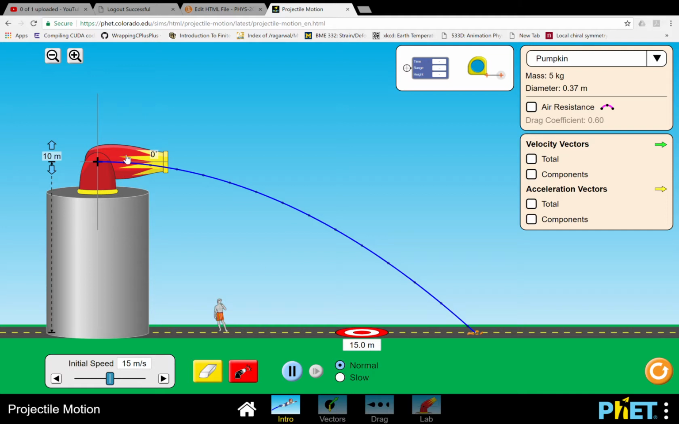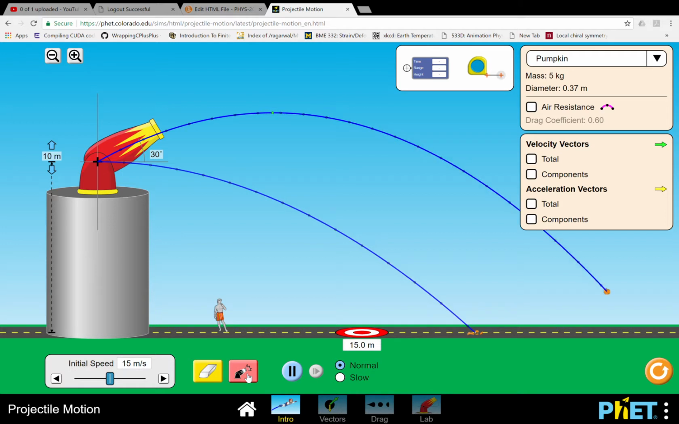We can change the angle, right? So now that's 30 degrees. Let's shoot again and see what happens. Now it lands at a different place, right? So the horizontal distance from just here all the way here, that is called the range of the projectile. This point where it reaches the maximum height, that is the maximum height.